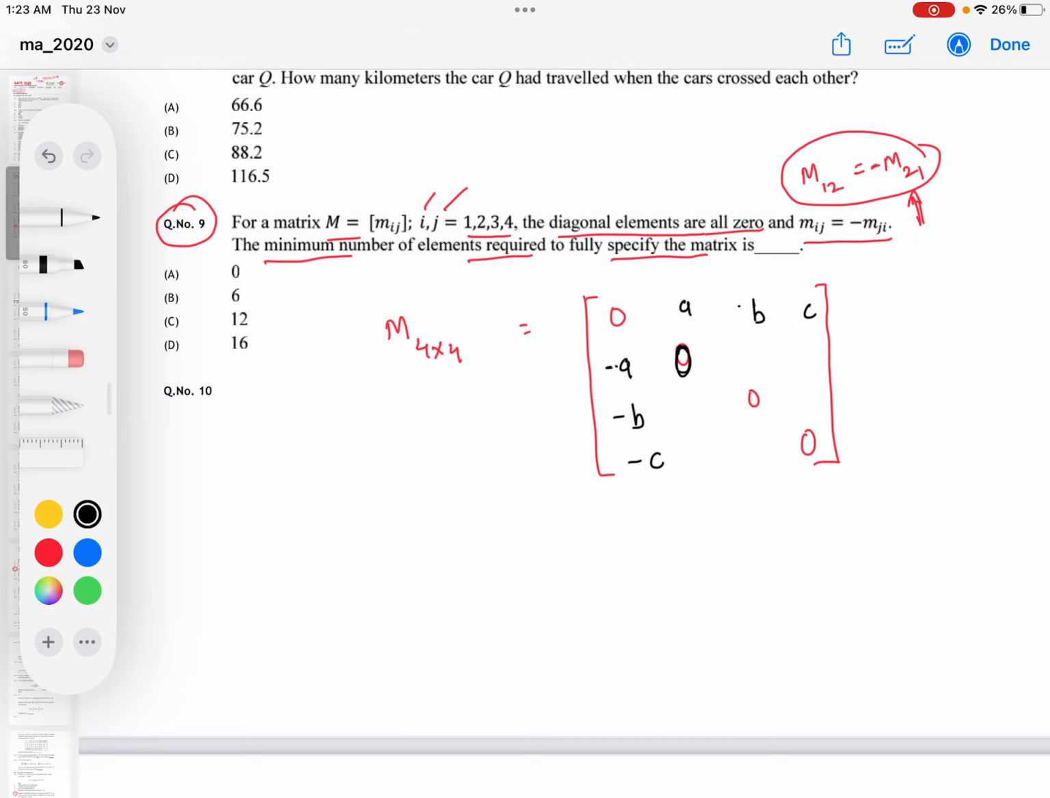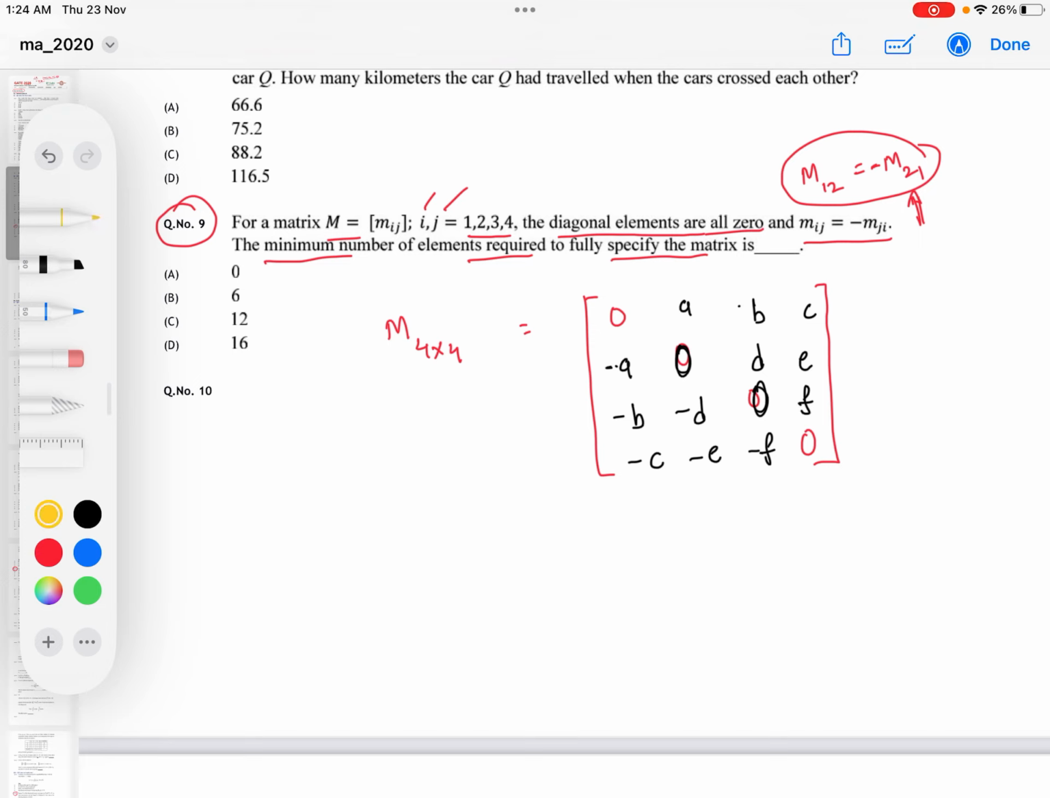Now if you put d here, then here it will be minus d, right? And if you put e here, then here it will be minus e, and if you put f here, then here it will be minus f. I hope I have made it correct.